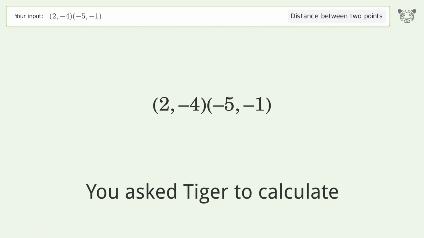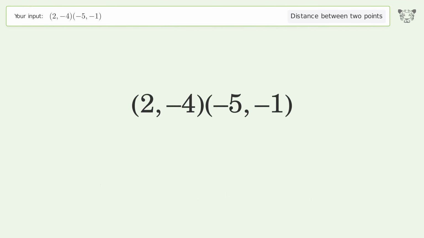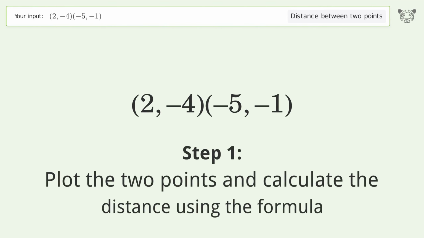You ask to calculate the distance between 2 points. The distance between the 2 points is the square root of 58, or 7.616. Let's solve it step by step. Plot the 2 points and calculate the distance using the formula.